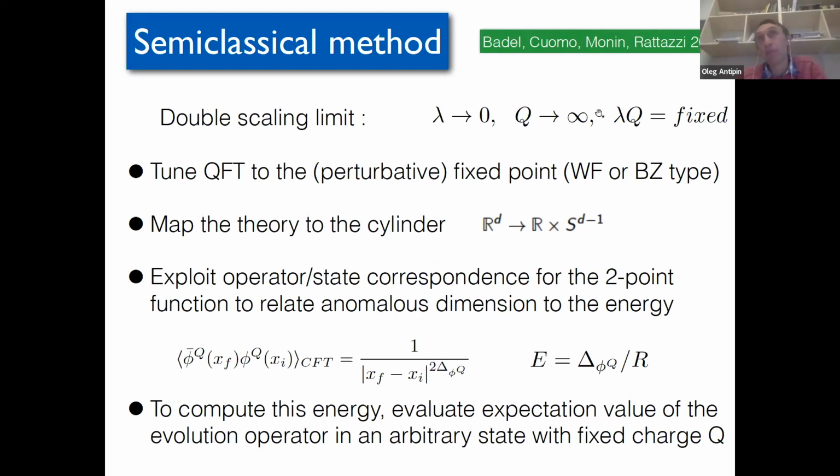So we have a double scaling limit, as I said. Lambda q is fixed, lambda goes to 0, q is large. You have to tune to the fixed point. I will use the perturbative one just to have some progress. In principle, it doesn't matter, but of course, non-perturbative fixed points are hard to find and hard to make progress with anyway. But the perturbative one will be Wilson-Fisher, as you already mentioned.